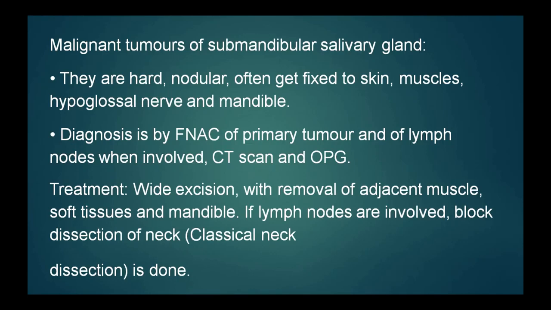Coming to malignant tumors of the submandibular salivary gland, they are hard, nodular, often fixed to the skin, muscles, hypoglossal nerve and mandible. Diagnosis is done by FNAC of the primary tumor and of lymph nodes when involved. Then we can do a CT scan and orthopantomogram, usually done to know the involvement of the bone or the soft tissues. Treatment is by wide excision with removal of the adjacent muscle, soft tissue and mandible. If lymph nodes are involved, block dissection of the neck is done.